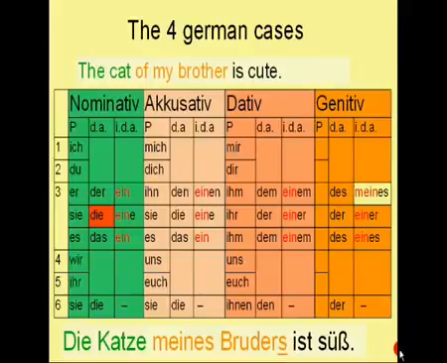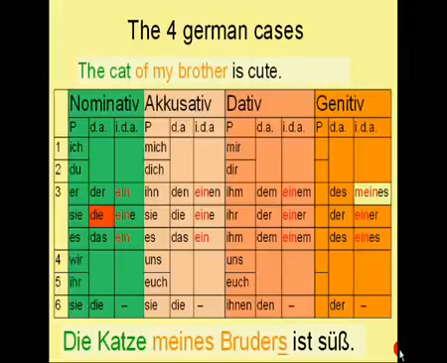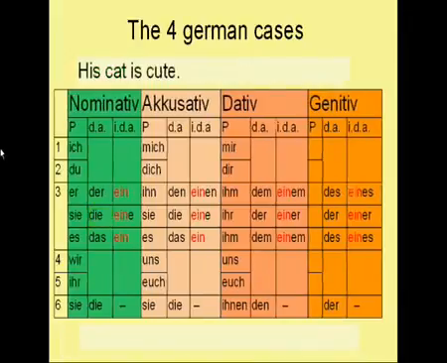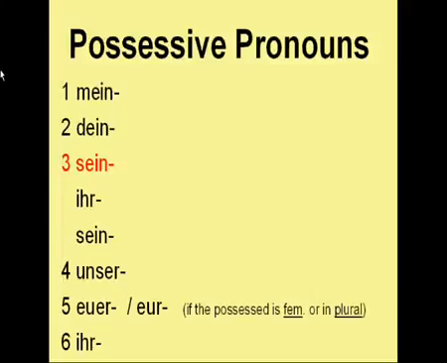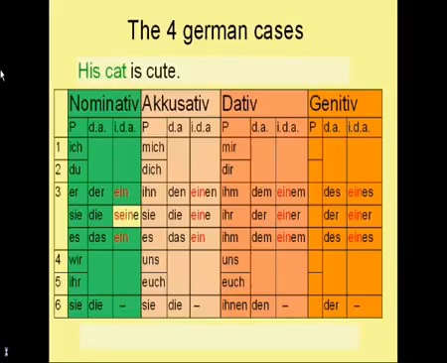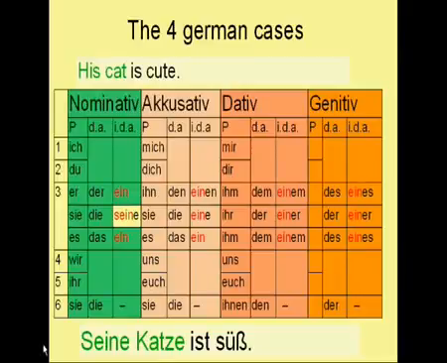And as you learned in my previous lessons, nouns that are in the genitive case and are either masculine or neuter get an additional s. Now what if I replace my brother, which is in the genitive case, with the possessive pronoun his? Then the sentence is His cat is cute. His cat is in the nominative case because it's the subject of the sentence. And the possessor of the cat is in the 3rd person singular and is masculine. So we replace this word with sein. And the sentence reads Seine Katze ist süß.